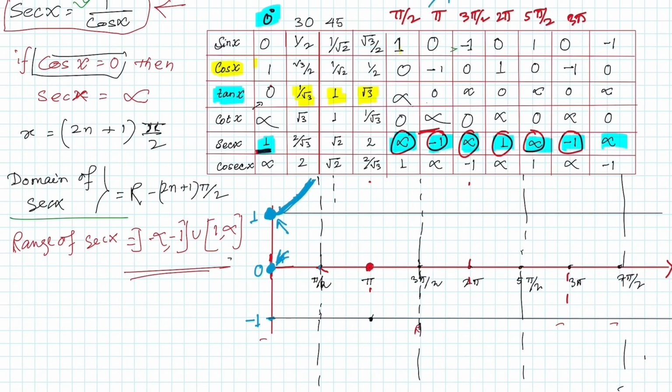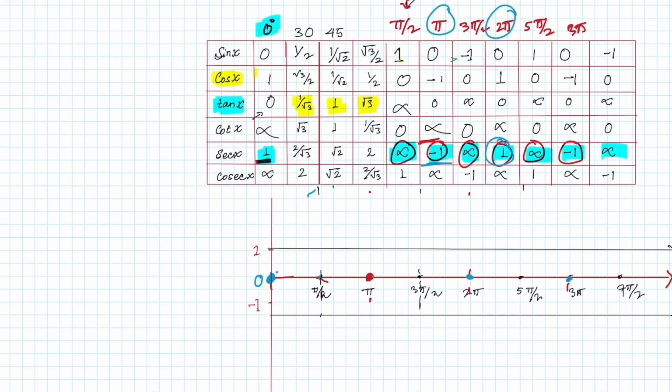Then again here you see at pi it is -1, so we will get this sort of graph. Then again at twice pi it is +1, so here we will get this kind of graph. Then again at thrice pi, here it is -1, so here we will get it like this. So this is the graph of sec x. Hope you have understood how to draw the graph of sec x.